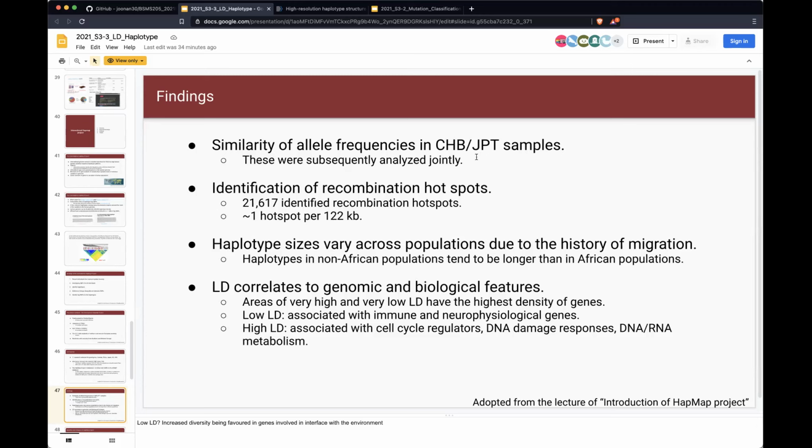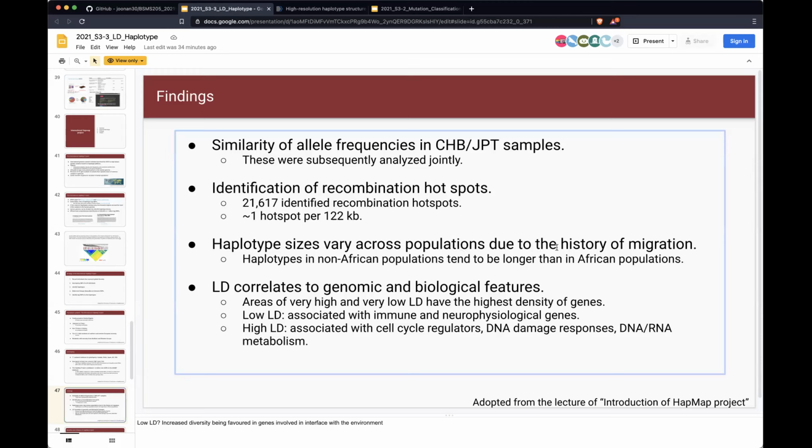And also, they looked at the recombination hotspots because this is related to genetic linkage and haplotypes, because the recombination rate is correlated with the LD patterns: LD has to be segregated by physically close positions, so recombination has to happen rarely in that position. And haplotype size varies across populations due to the history of migration, as we see in the comparison between African versus non-African, right? And also the population size.